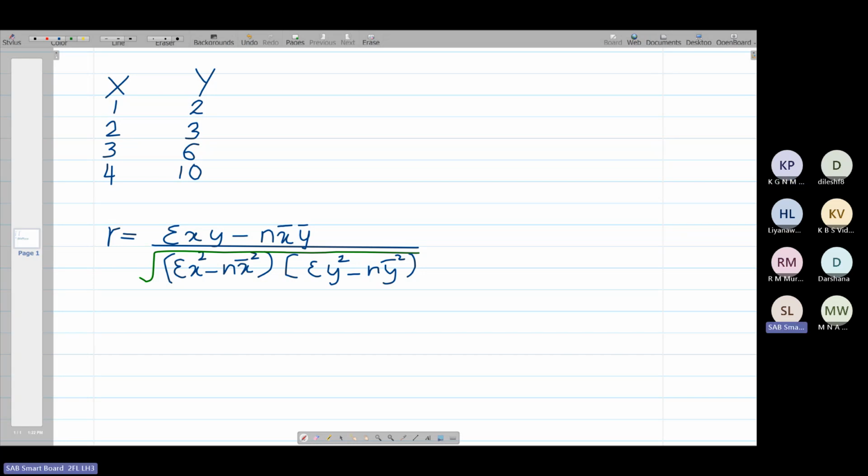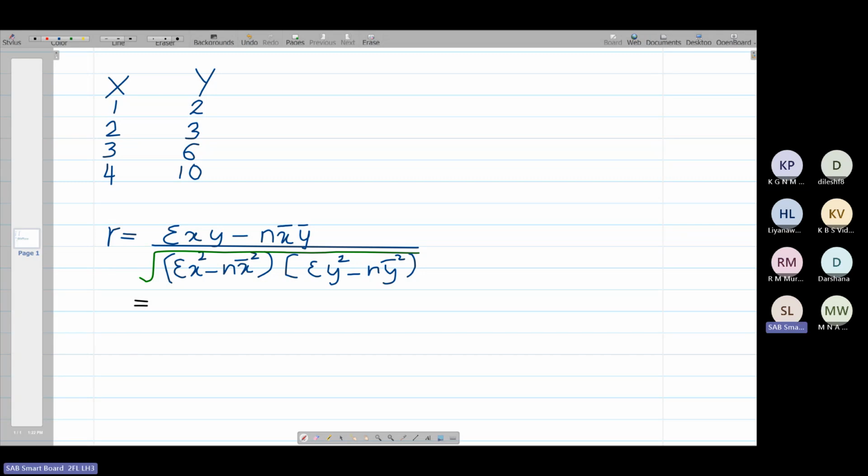Then I will give these formulas in your exam paper. Normally we attach the formula sheet, but no need to memorize the formula. Then here, what is the first thing? Sigma x. Sigma is the total value of the x column.